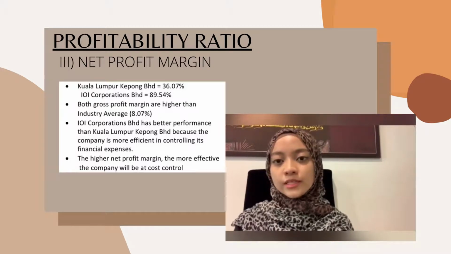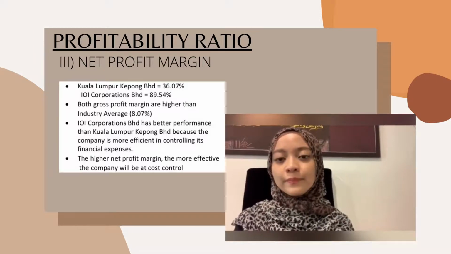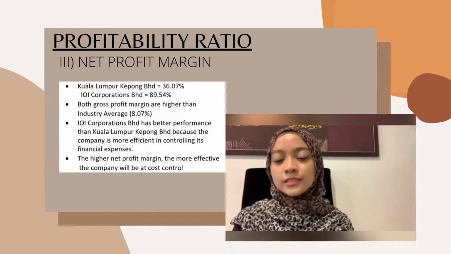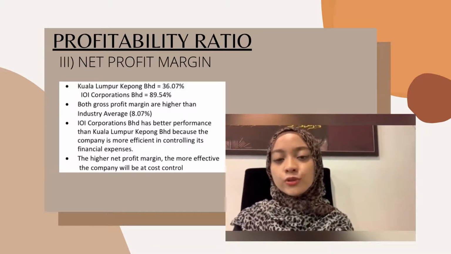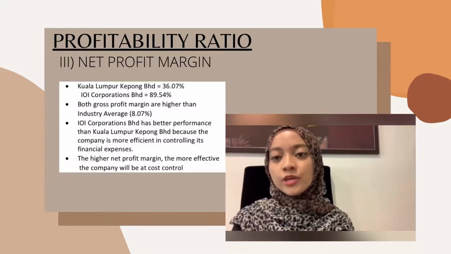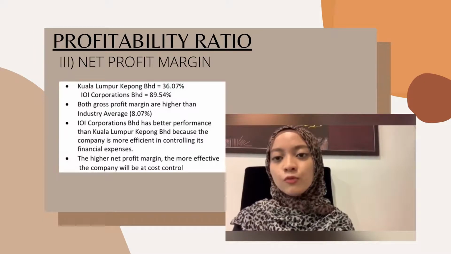These net profit margins for both companies indicate that IOI Corporation Berhad has a better performance than Kuala Lumpur Kepong Berhad. This is because IOI Corporation Berhad is more efficient in controlling its financial expenses than Kuala Lumpur Kepong Berhad. The higher the ratio of net profit margin, the more effective a company will be at cost control.